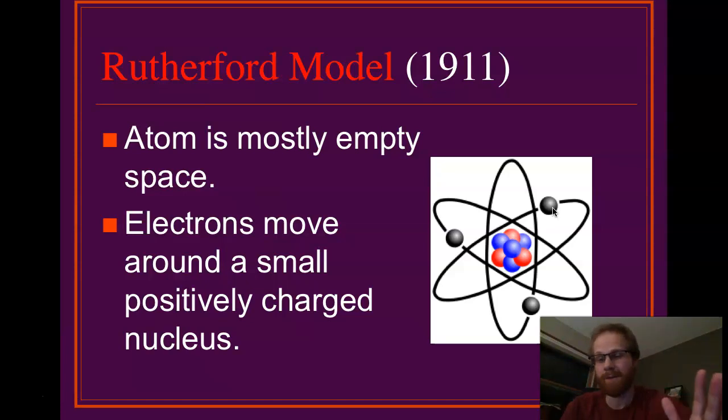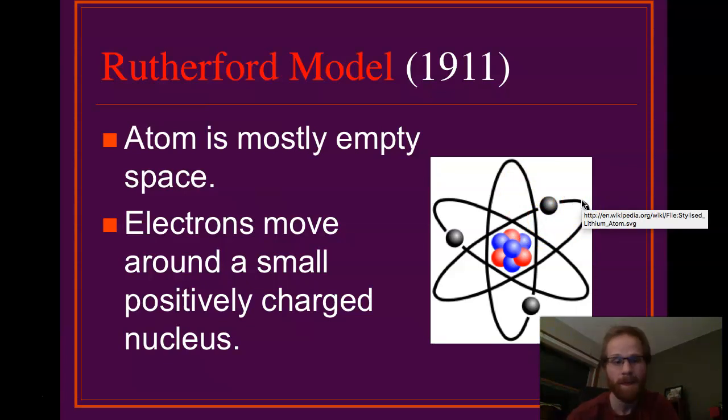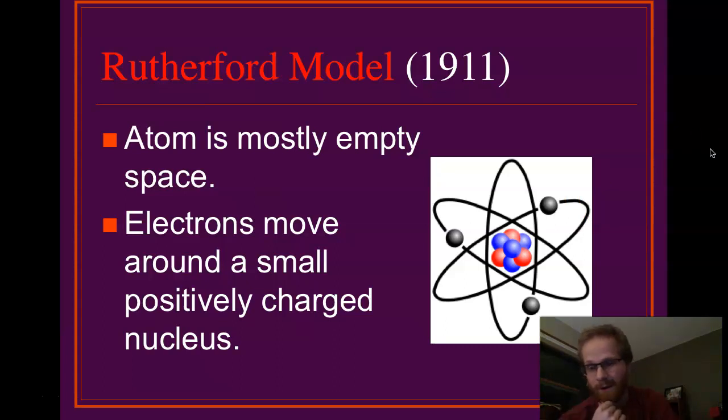Rutherford made a lot of cool developments to the model. He showed that the atom is actually mostly empty space. If you imagine that the nucleus of an atom is a marble, the closest electron is like an entire football field away. That's how much space there is between the nucleus of the atom and the electron. And Rutherford proved that. And he also showed us that these electrons move around the positively charged nucleus in these rings called orbitals.